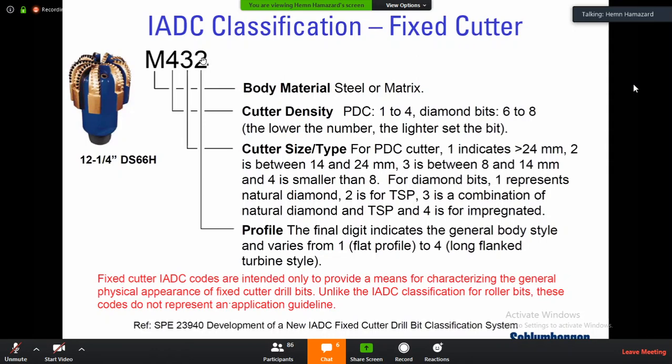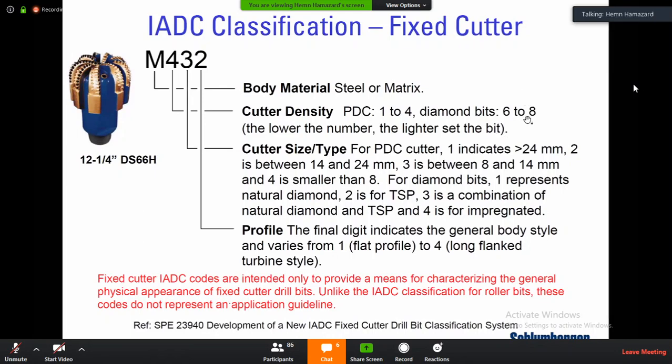You have also the last digit, which is the profile. The final digit indicates the general body style and varies from 1, flat profile, this profile of the bit, to 4, long flank, turbine style. So this is the profile of the bit, the last digit. This is the IADC classification for the bit.